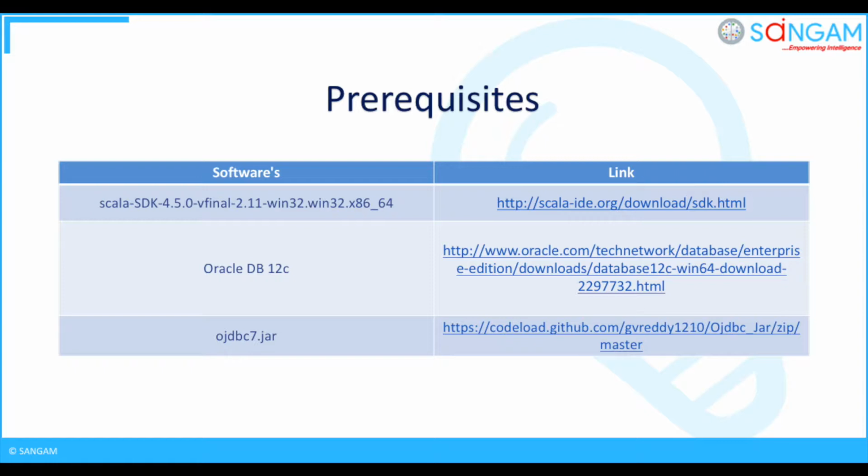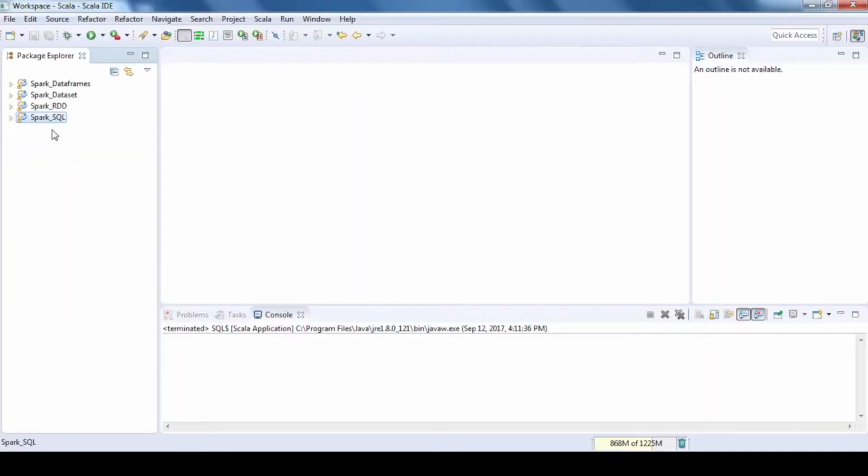They are Scala SDK 4.5.0 final 2.11, win32.win32.x86_64, Oracle DB 12c, and the OJDBC 7.jar file.